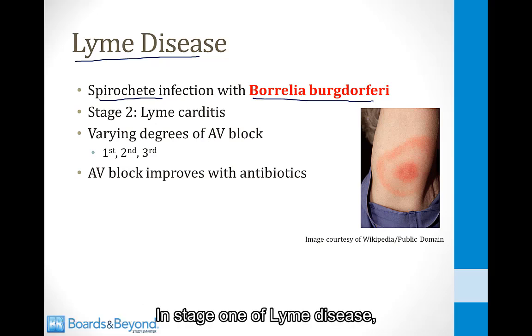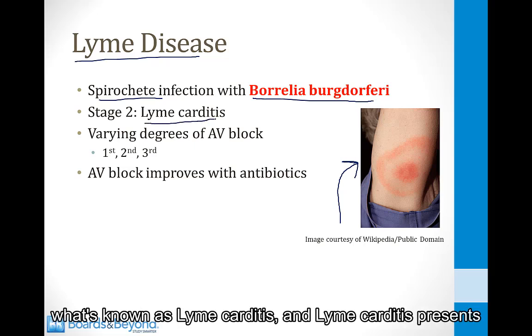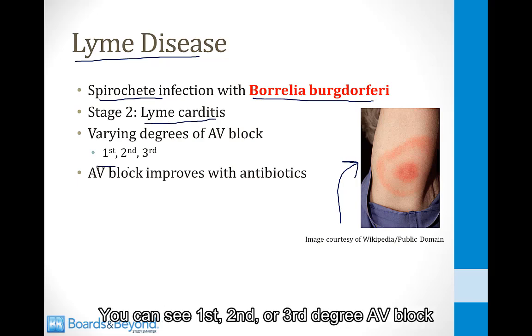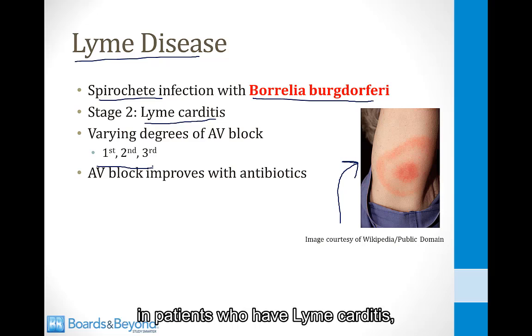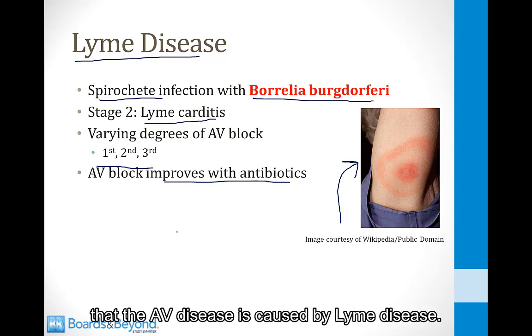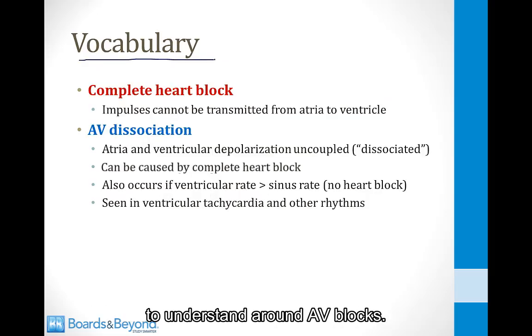In stage 1 of Lyme disease, patients develop a bullseye rash, as I've shown on the screen here. However, in stage 2, they can develop what's known as Lyme carditis, and Lyme carditis presents with varying degrees of AV block. You can see first, second, or third degree AV block in patients who have Lyme carditis, and the AV block will improve with antibiotics, so it's important to make the diagnosis that the AV disease is caused by Lyme disease.